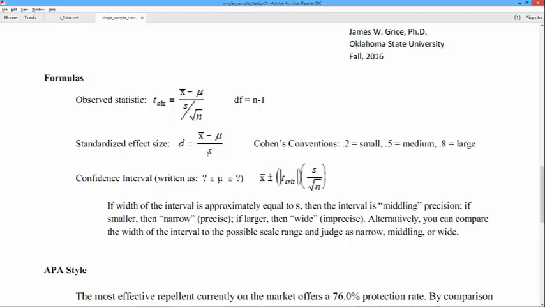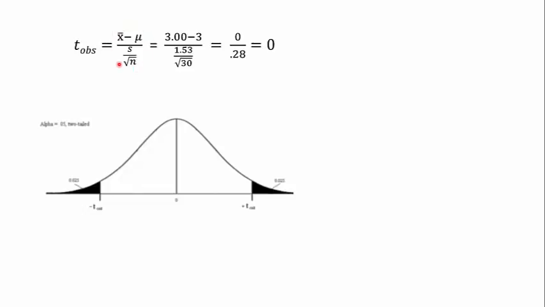So let's go back to PowerPoint and work through the rest of the problem. So here's the t formula that I copied from the sheet. Here's our 3.00 from the class, minus 3, the expected population mean. Here's the standard deviation from our calculator. Take the square root, divide that by the square root of 30, and you work all of that out. Obviously, you get 0 in the numerator, so that's going to knock it out, then it's 0. So the t observed is exactly 0.